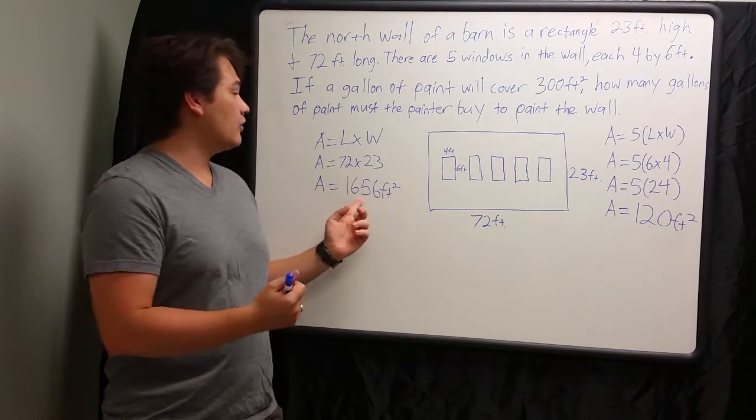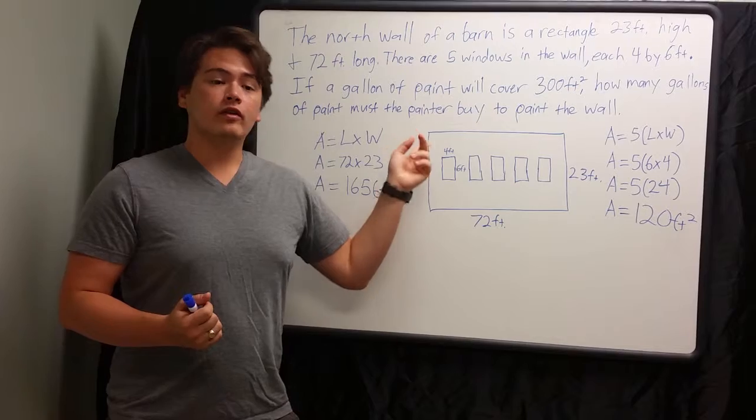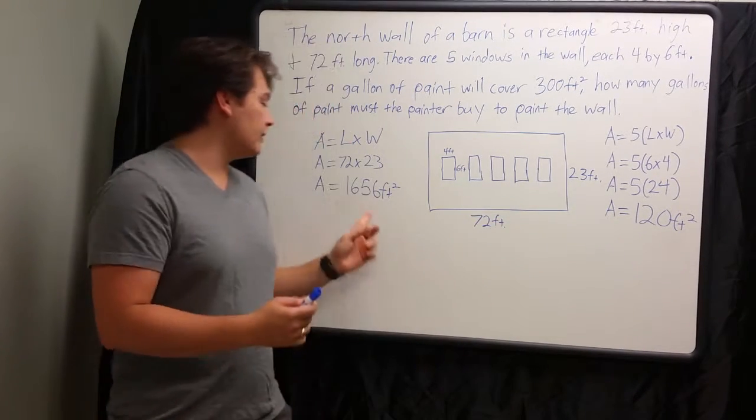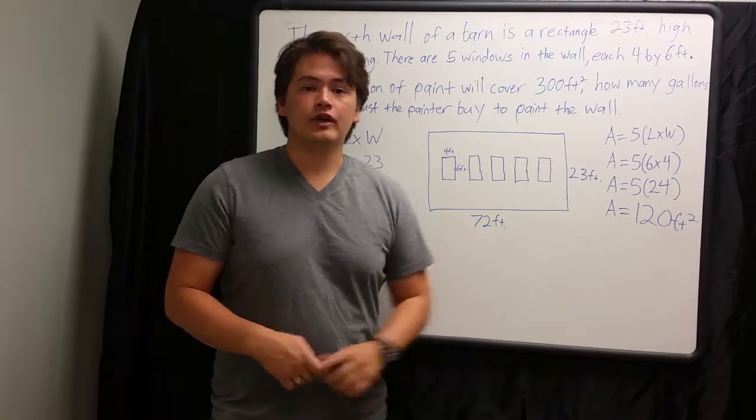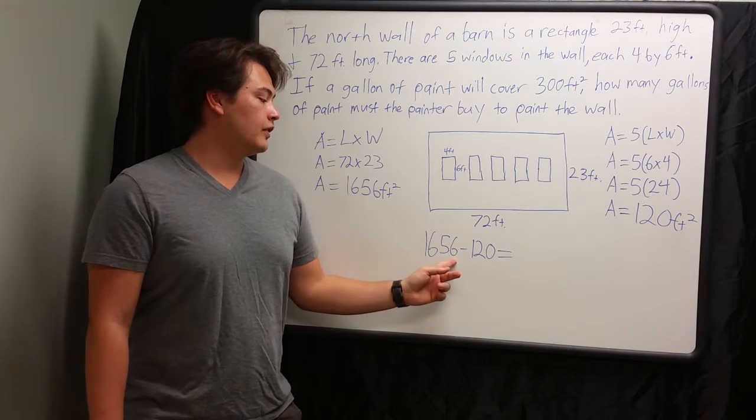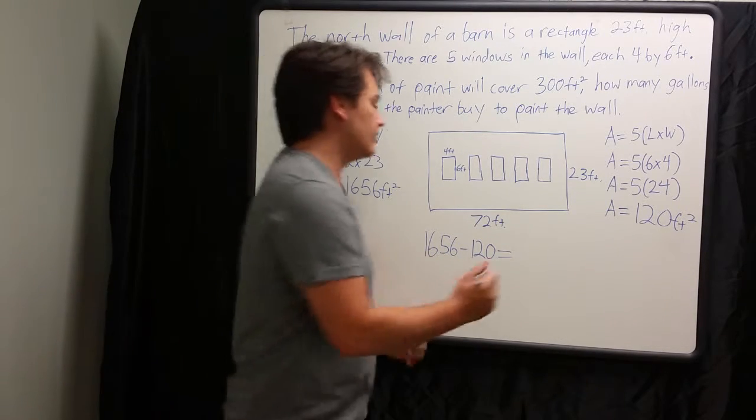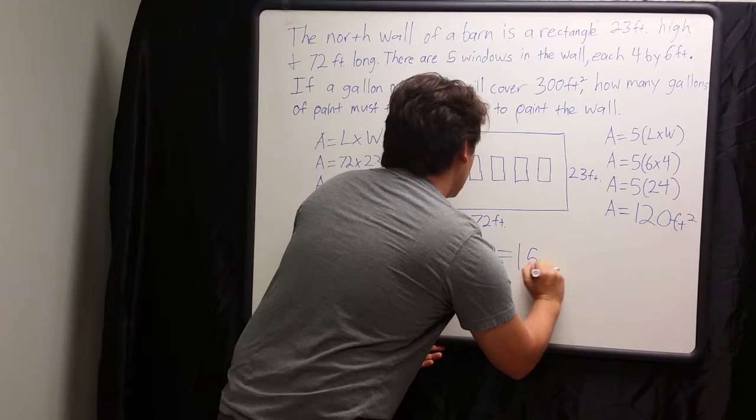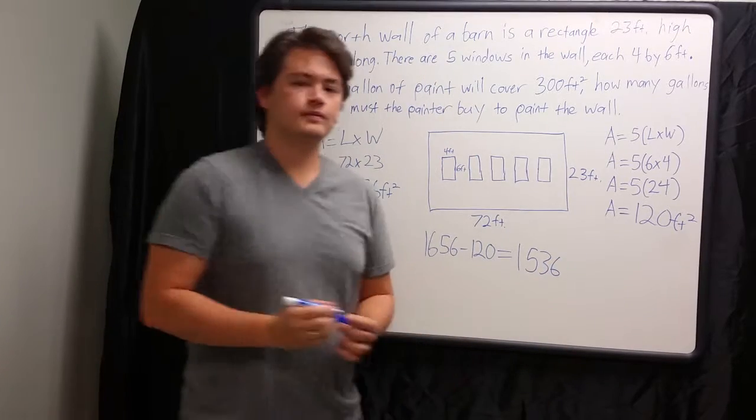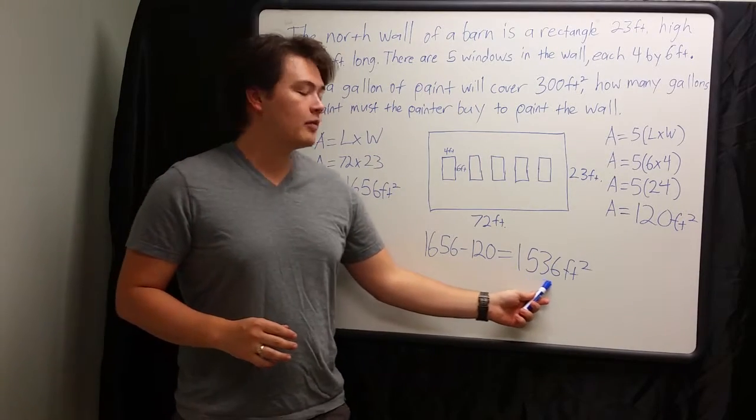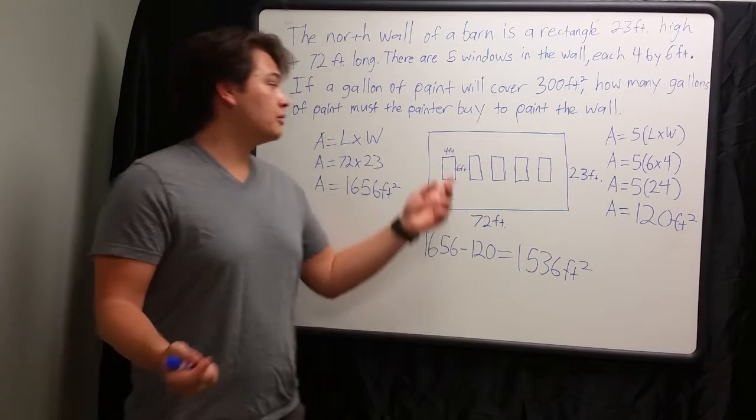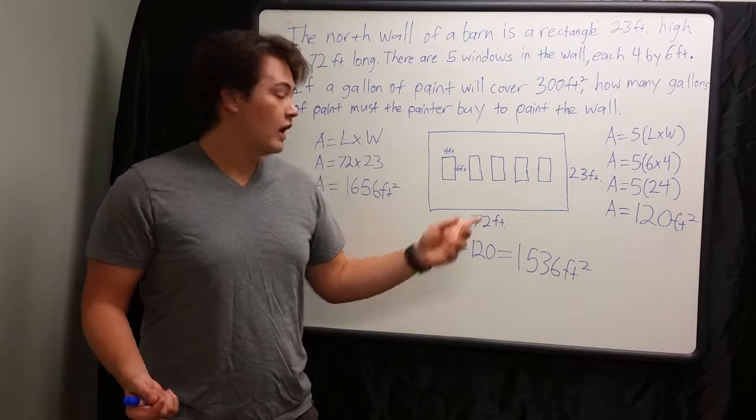So now that we found the area of the whole side of the barn and the area of the windows, we're going to subtract this area from that area. So 1,656 minus 120 is going to give me 1,536. So what this number represents is the total area that needs to be painted, because we don't paint over the windows.